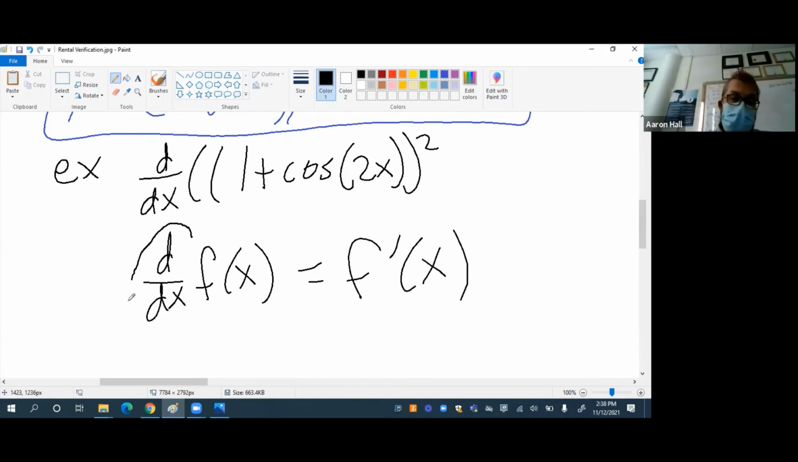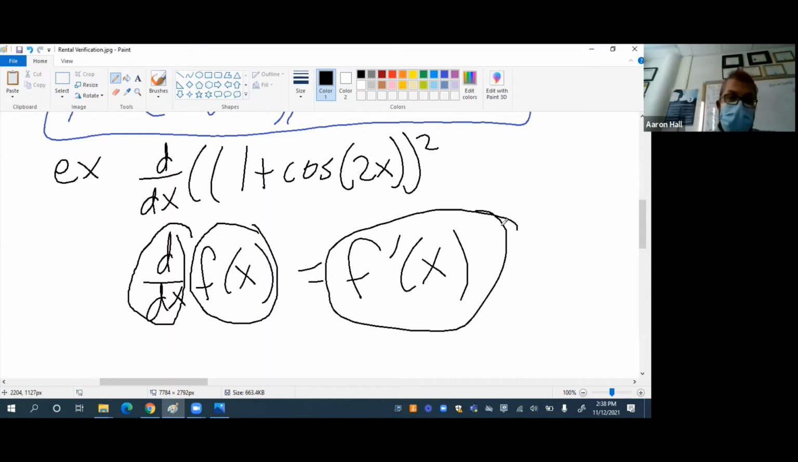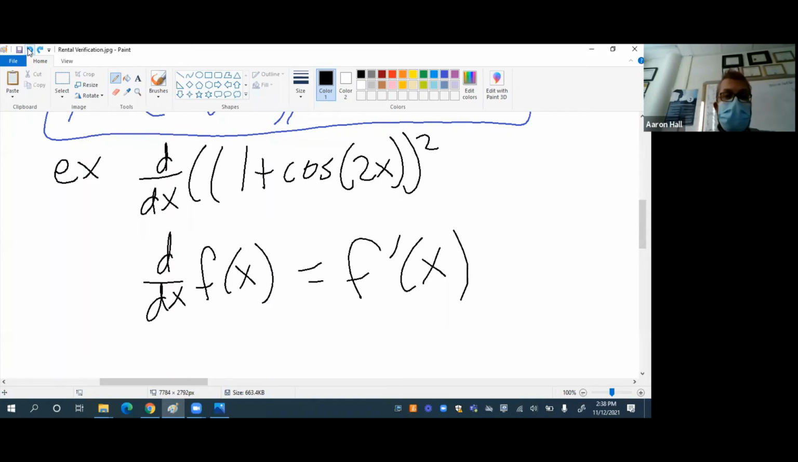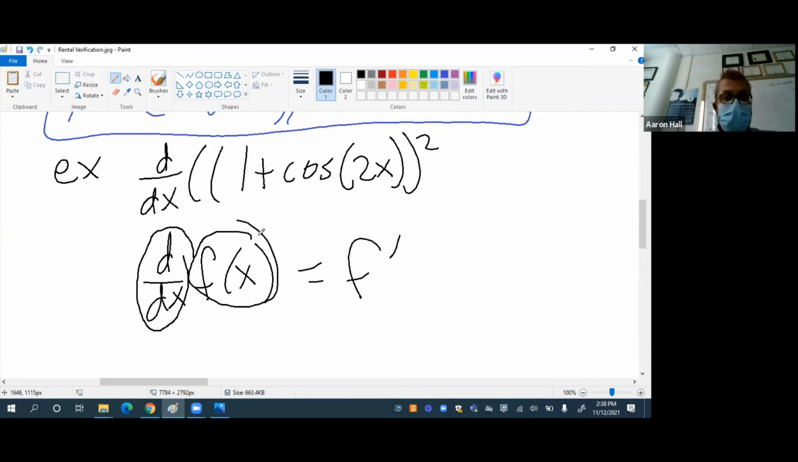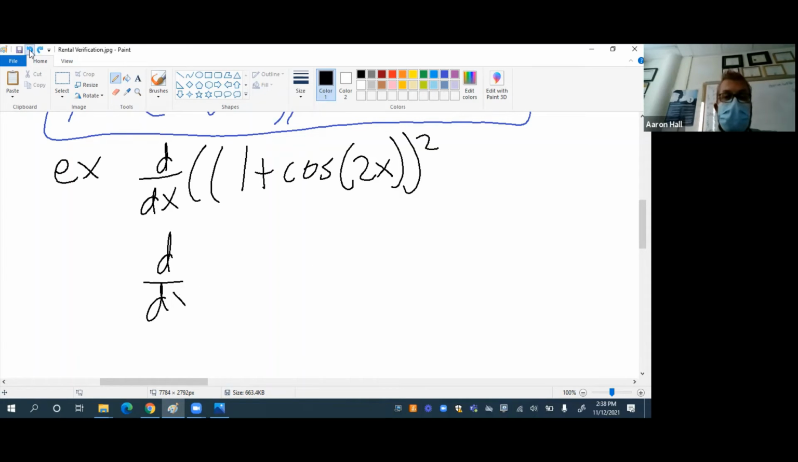If I take the derivative of f(x), it equals f prime of x. It's the same thing. Isn't this how we'd read it? The derivative of f(x) is f prime of x. Yep. So we take the derivative of this.